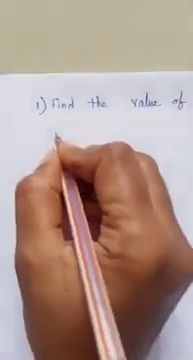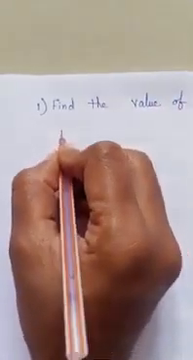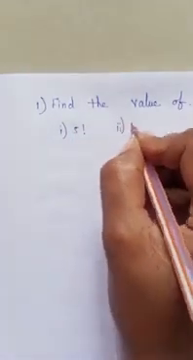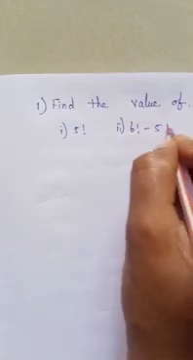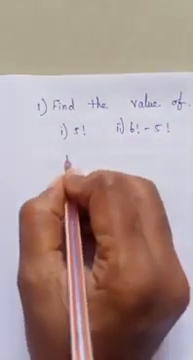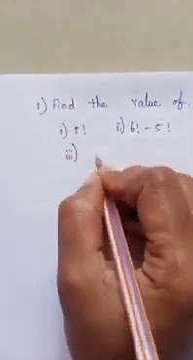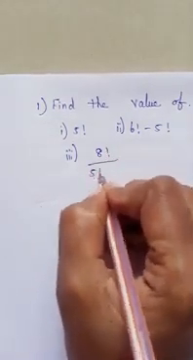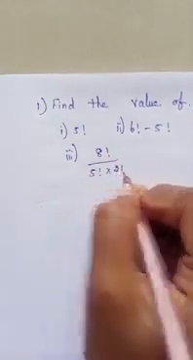Find the value of: subdivision 1, 5 factorial; subdivision 2, 6 factorial minus 5 factorial; and subdivision 3, 8 factorial by 5 factorial into 2 factorial.